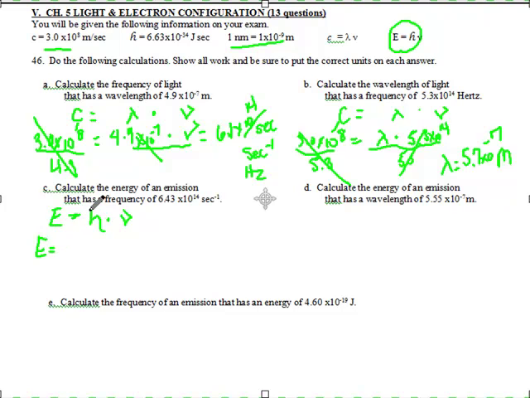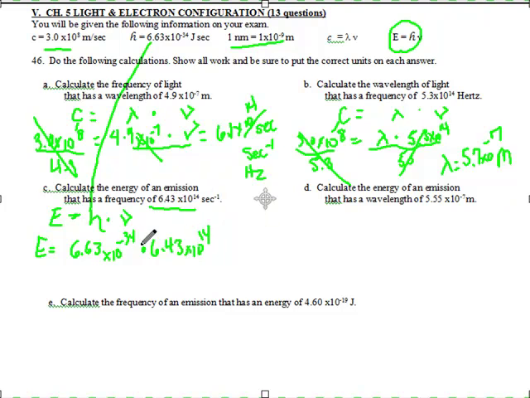We do know Planck's constant because it's a constant. It's something that you should be familiar with, or at least have in your calculator. 6.63 times 10 to the negative 34th joules seconds. And then you're going to multiply it by the frequency, which is given to you in the problem. 6.43 times 10 to the 14th per second, or second -1, or hertz, whatever you want to use.